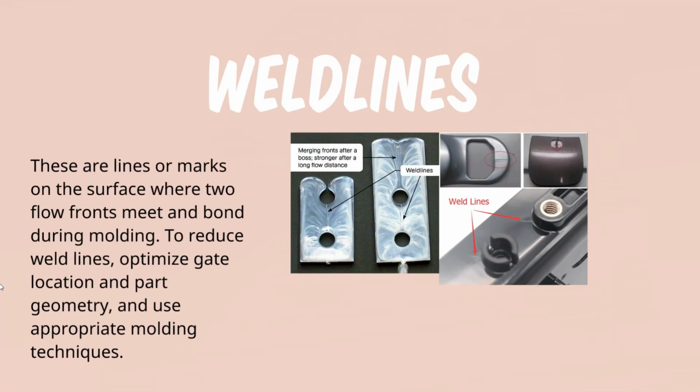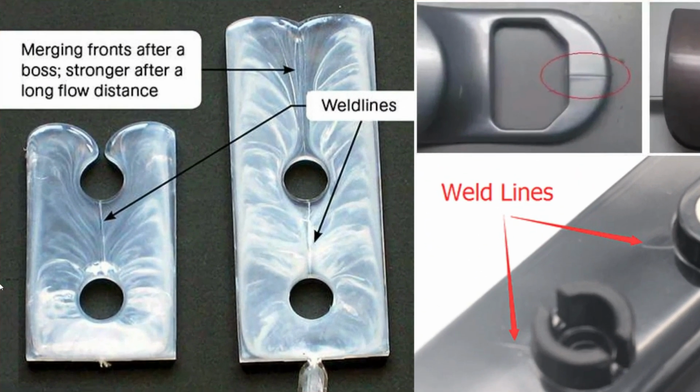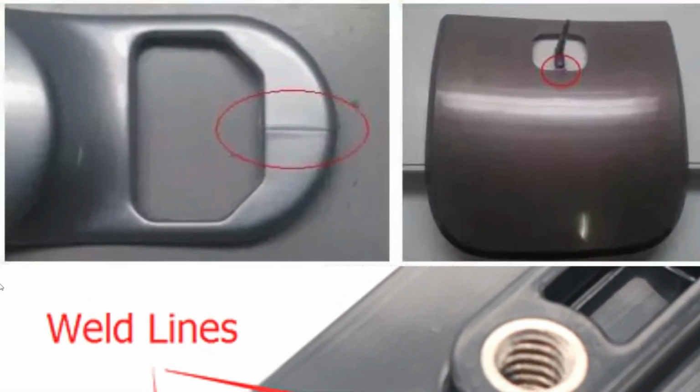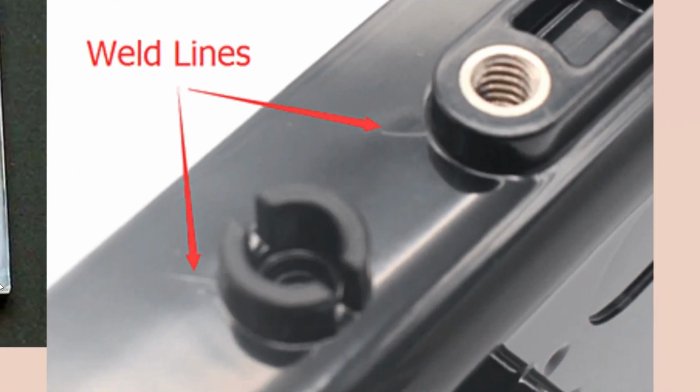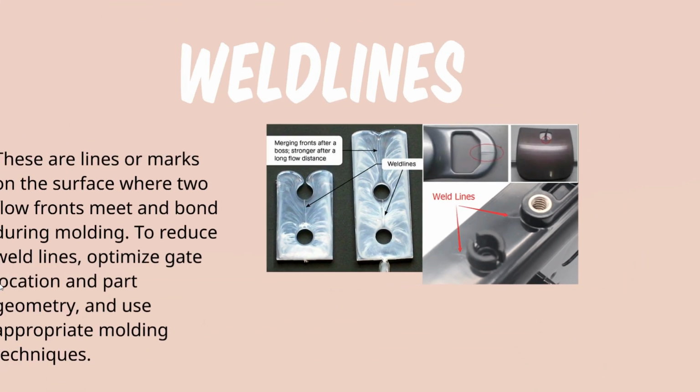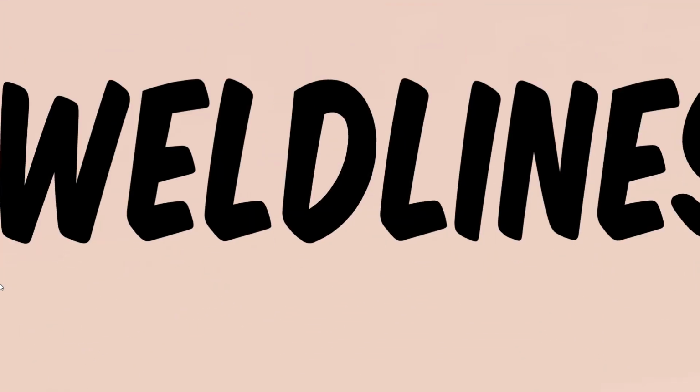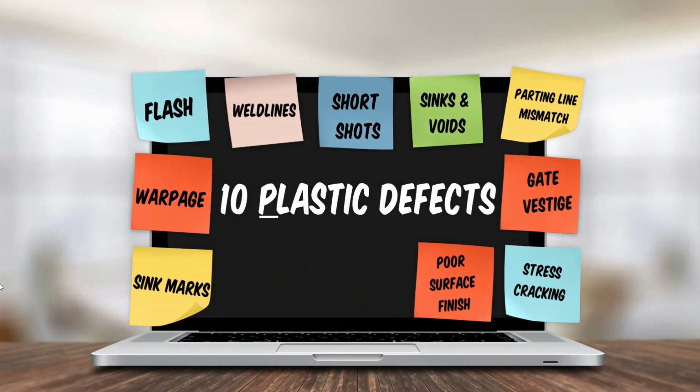4. Weld lines. These are lines or marks on the surface where two flow fronts meet and bond during molding. To reduce weld lines, optimize gate location and part geometry, and use appropriate molding techniques.